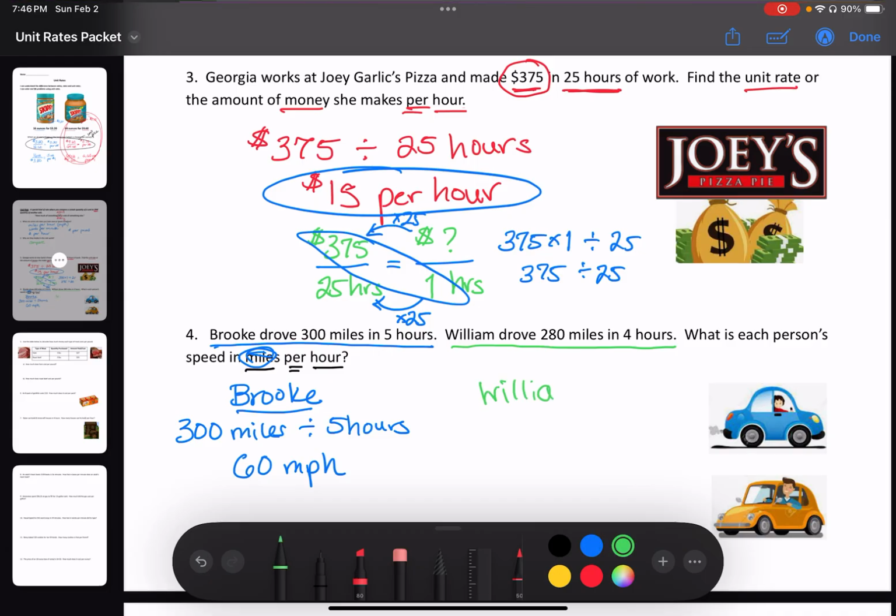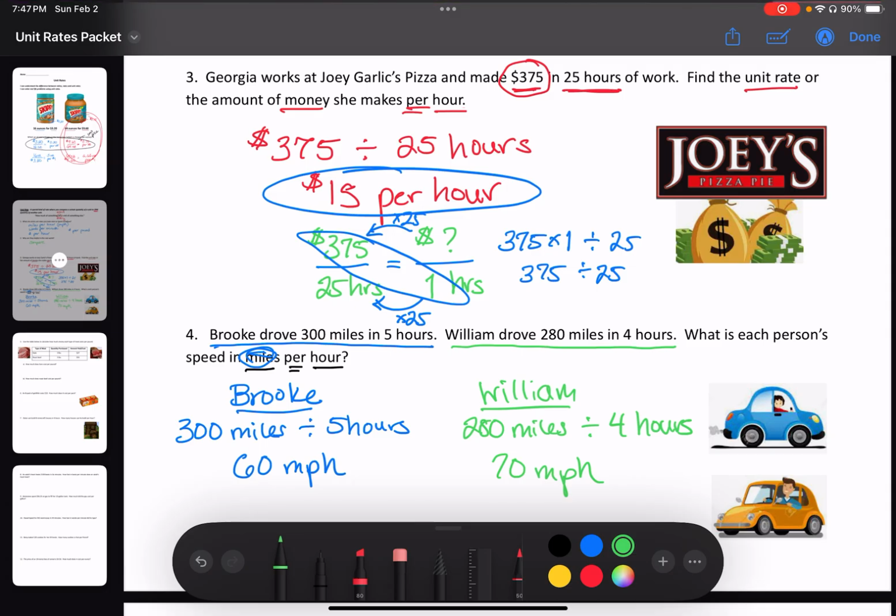William, on the other hand, drove 280 miles in 4 hours. And I'm dividing again the miles divided by hours, not because it's given in that order in the words, but because the order of the words in the question tells us to divide the miles per the hour. And when I divide 280 divided by 4, we get that William was driving 70 miles per hour. Now we can easily compare and say Brooke was driving slower than William.